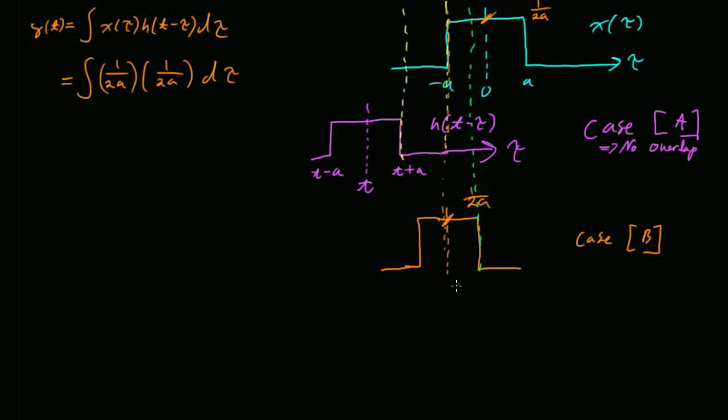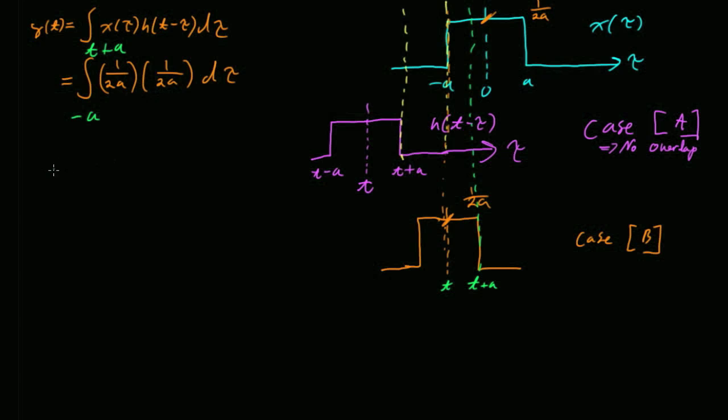So the back end is at minus a, the front end is at t plus a. So putting all that together, we go from minus a to t plus a. We good? Is this a disaster? No, because 1 over 2a squared is a constant, you're welcome.